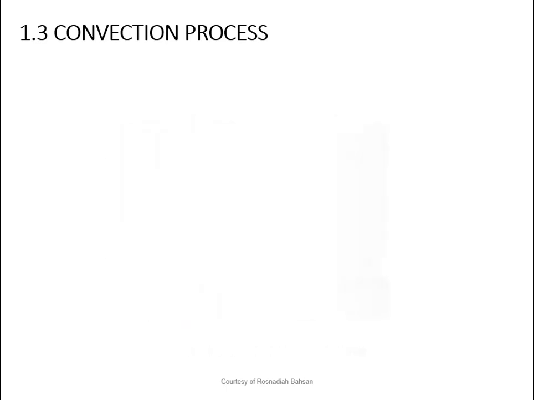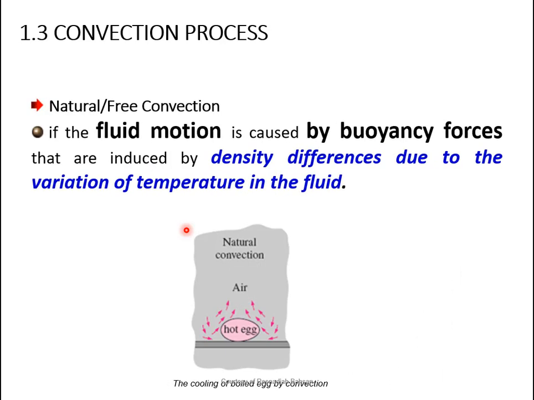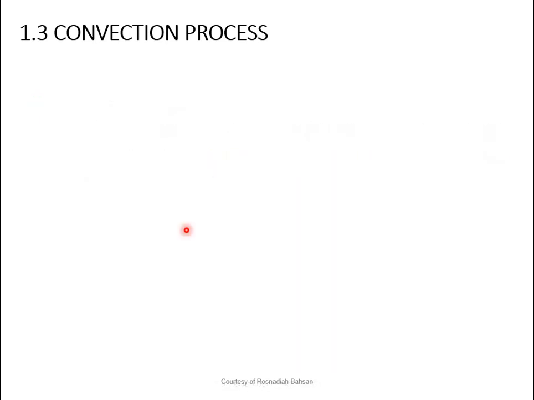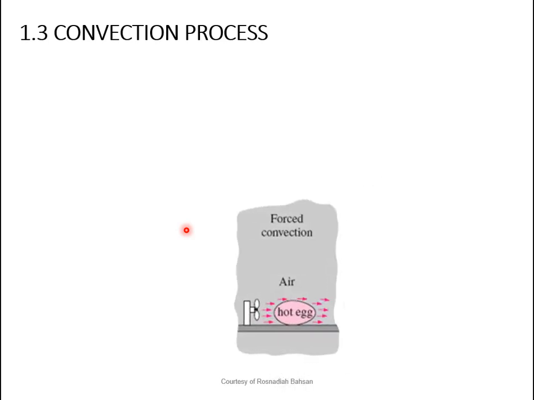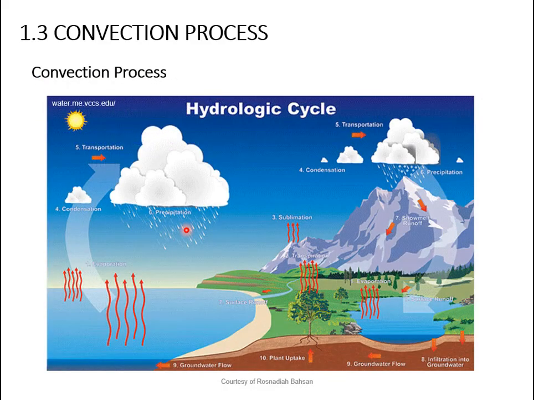And then forced convection. So this is natural convection cooling, where the fluid motion is caused by buoyancy force, as I mentioned. They are induced by density differences due to the variation of temperature in the fluid. So what is forced? If it is forced, there must be external means such as a fan, pump, or wind. So there is forced convection.